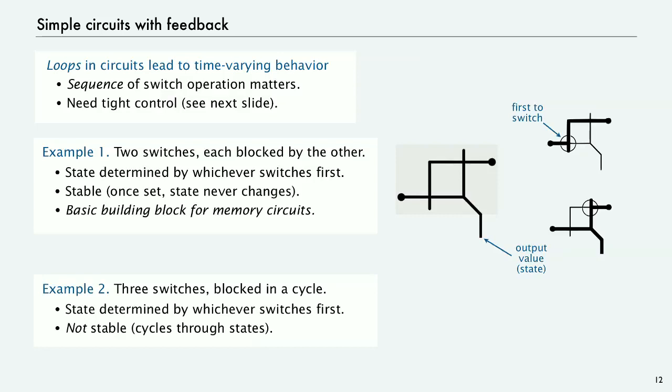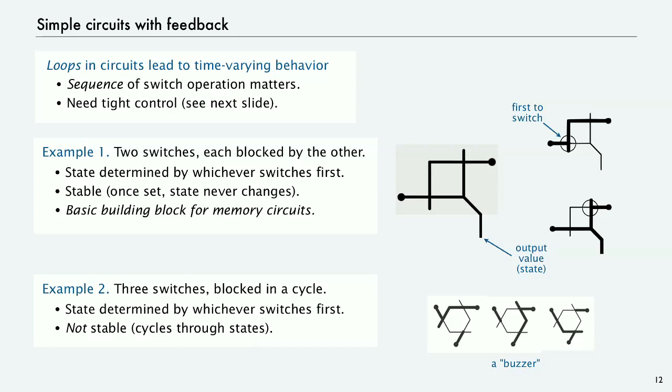This is the main feedback. Like 99.99% of the feedback in our circuits are in little tight things like this, little memory bits. The reason is that if you have bigger feedback loops, you can get unpredictable behavior. So here's the same thing extended to 3 switches that block one another. And again, the state is determined by whichever one switches first, but it's not stable. These switches keep blocking each other and switching around and goes in a cycle.